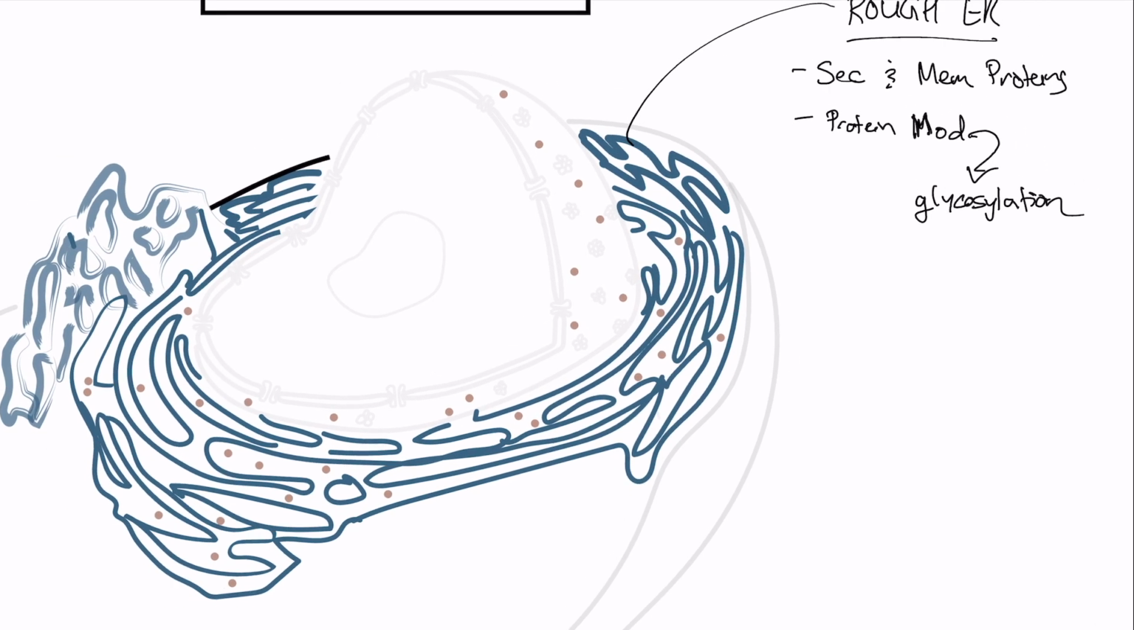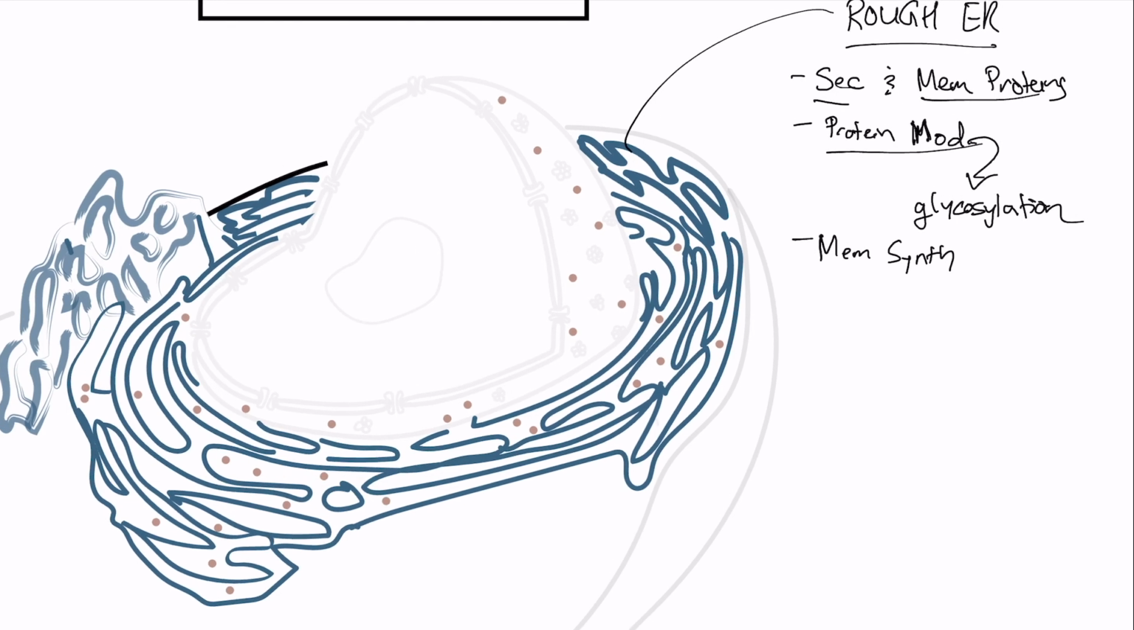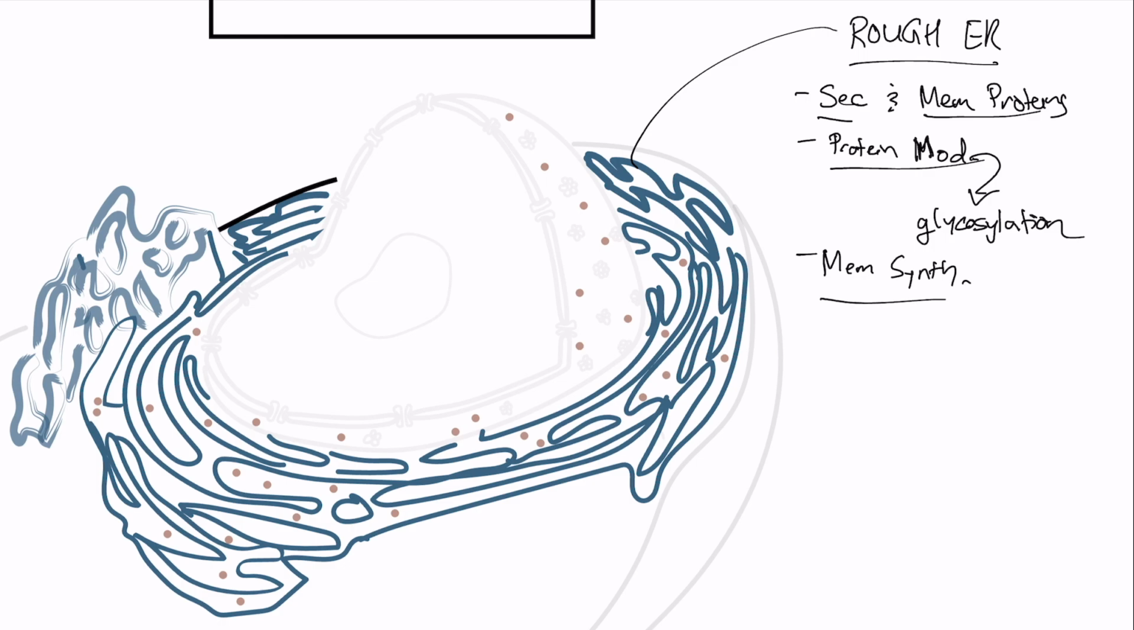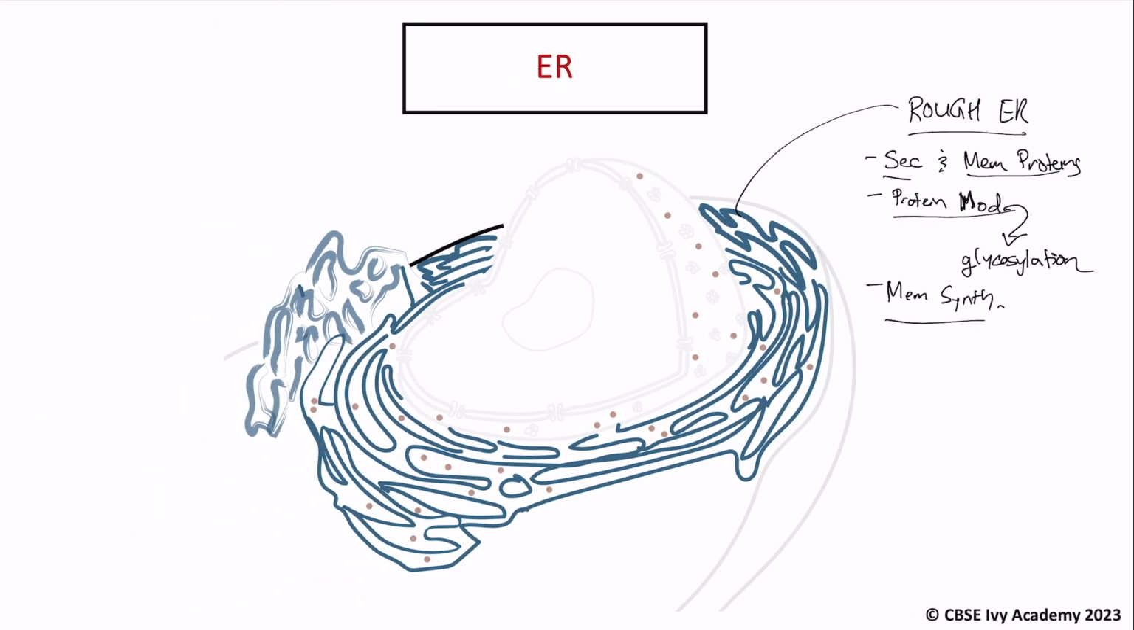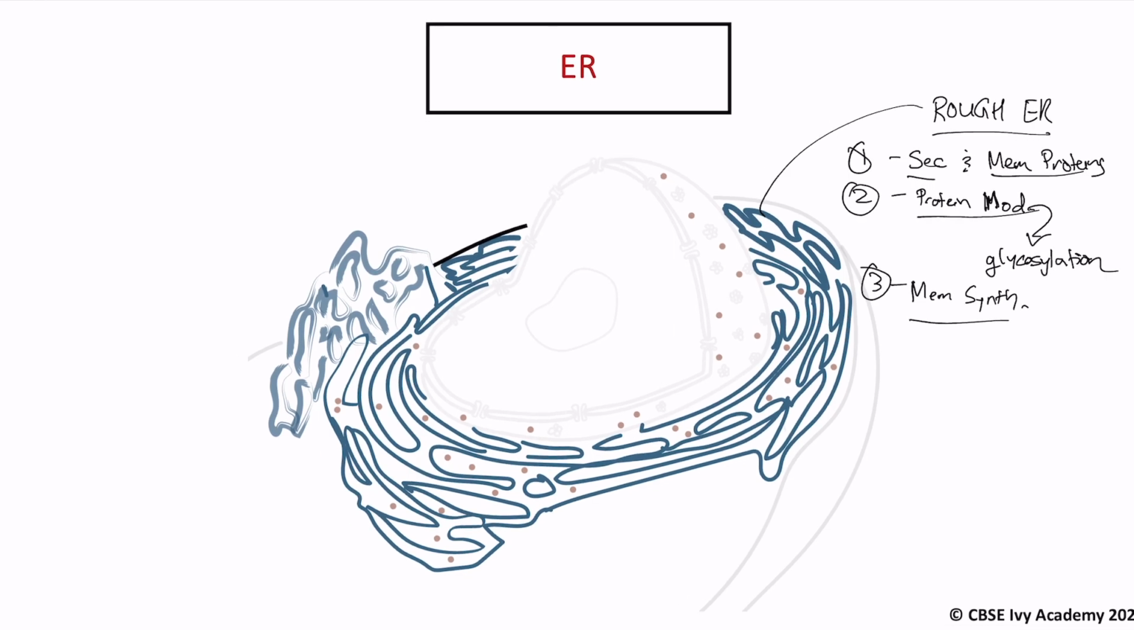Another function of the rough ER, besides making secretory and membrane proteins and modifying them, is actually membrane synthesis. So the ER will grow in size. It'll add phospholipids and proteins to itself, and then it'll section itself off and send it off to different parts of the cell, for example, the plasma membrane in the form of vesicles. So it's involved in membrane synthesis. So there you go. Those are 3 functions of the rough ER. And now let's look at the smooth ER.